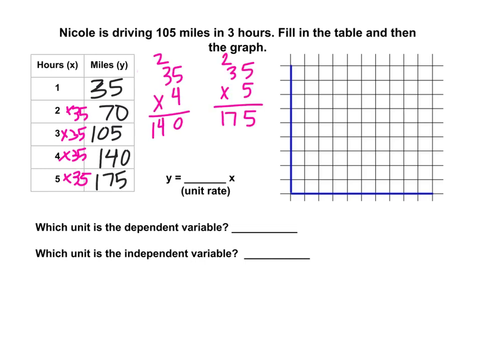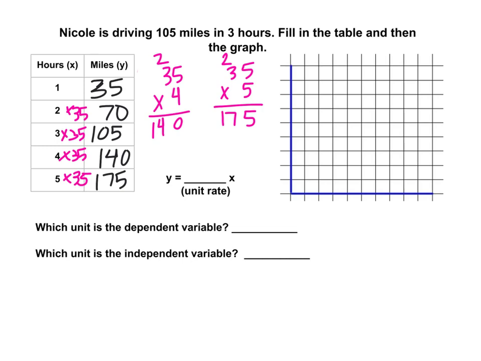Okay, so now you can see that I did my work for 35 times 4 and got 140 miles per 4 hours. And I did my work for 5 hours and got 175 miles. If you did not get those same answers, why don't you pause it and look and see if you can see what you did wrong. Otherwise, I'm going to keep going.